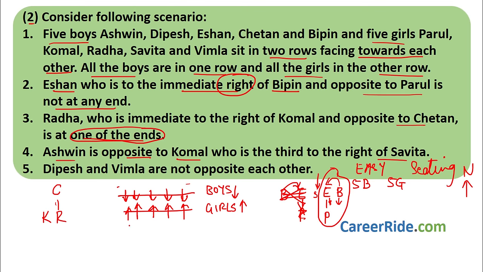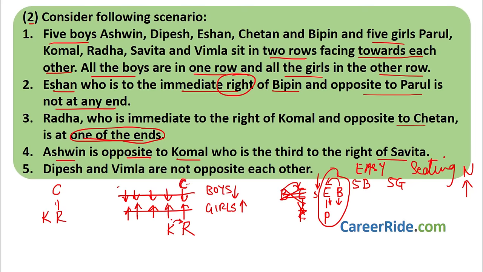Now if Radha is at this end, then Komal cannot be further over here on the left hand side of Radha. Why? Because Radha is at one of the ends, so no one is over here. So Radha has to be over here, then only Radha can be at the immediate right of Komal. Okay, understood? So if Radha is here, Chetan will be here. We have Chetan over here. So we have 3 fixed positions.